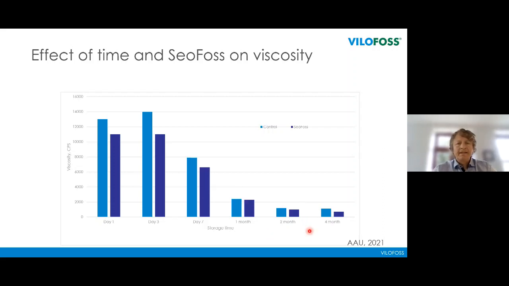Besides the effect of Seofoss, we also can see there is a time effect, where the viscosity is high at the very top and then just decreases. The reason for that is probably that over time, much of the fibers, much of the solid, has been converted into gas, so there is now less solid in the material, and when there is less solid, there is a lower viscosity.